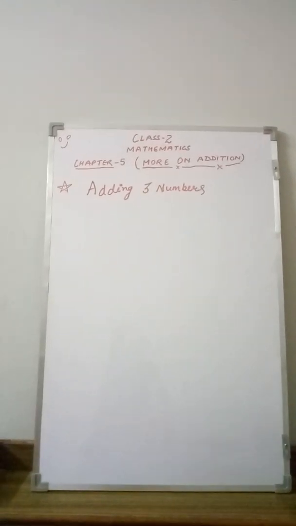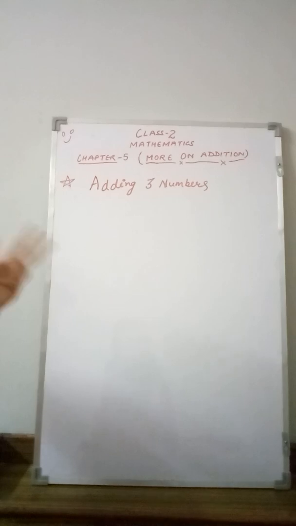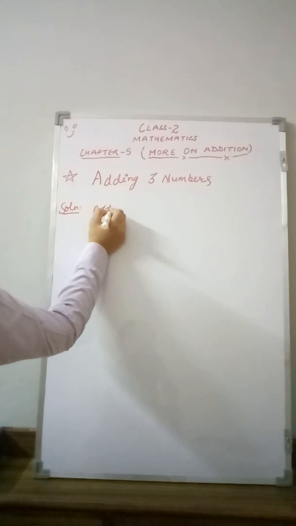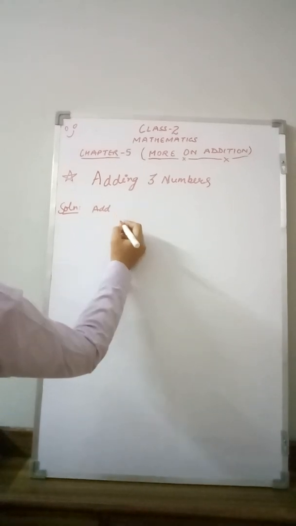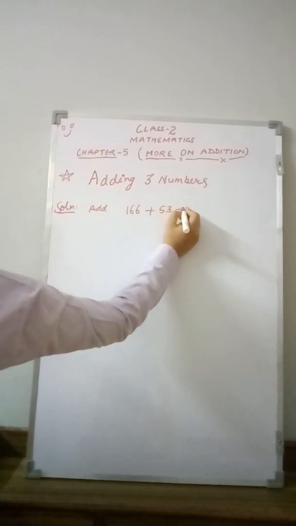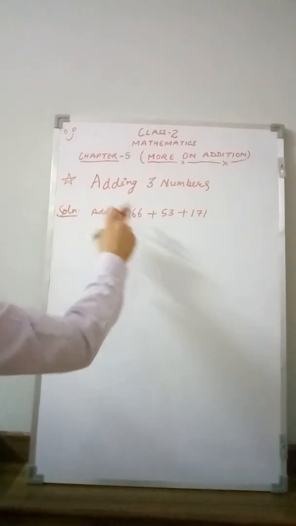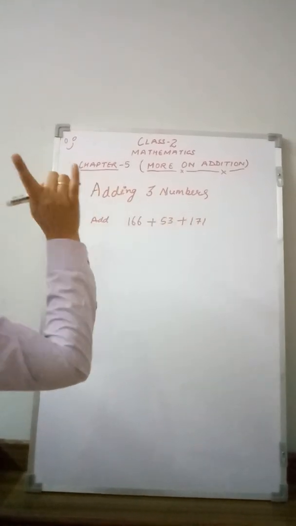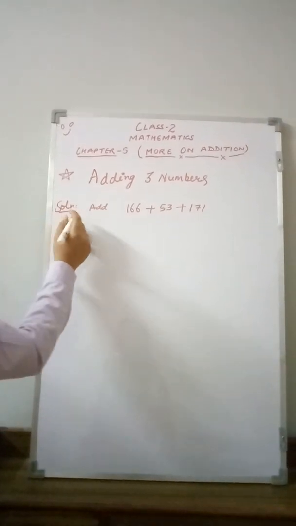Now student, I want to take one more example. I have taken examples of 1-digit numbers and 2-digit numbers. If we have 3-digit numbers, how can we solve? Now this time, 3 numbers with 3 digits. My numbers are 166, add 53, then add 171. Adding three numbers, and in this question I have taken 3-digit numbers with ones, tens and hundreds. I have taken one number of 2 digits and the rest of 3 digits. So I want to explain how to solve this question.